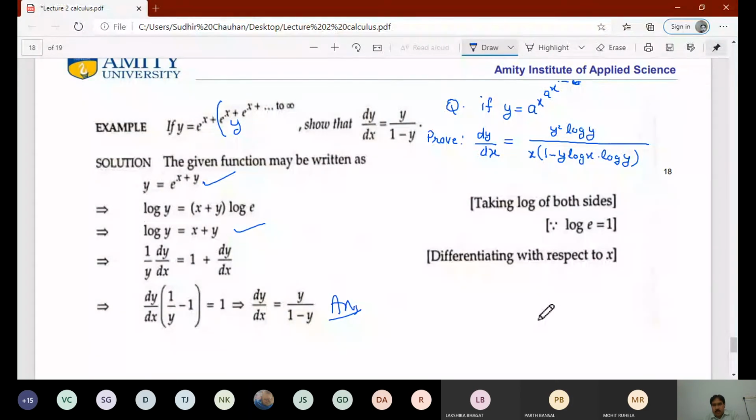So have you written the question? It is: if y is equal to a raised to power x, raised to power a raised to power x, and so on up to infinity, then you have to prove dy by dx is equal to y square log y divided by x into 1 minus y log x into log y.